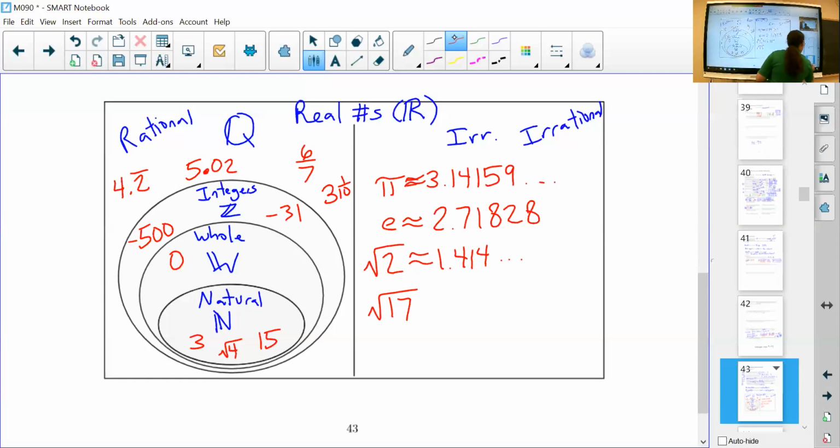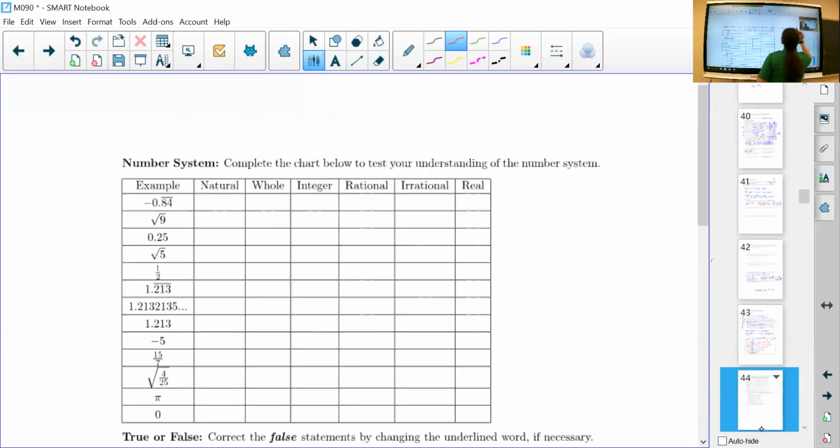Okay, let's take a look at page 44. So we have some numbers and we're trying to complete the chart. We're trying to say this is natural, this is real, this is whatever it is. So let's look at negative 0.84 with a bar over it. Is it natural? Well, no, that's definitely not a counting number. Whole? Nope. Integer? No, it has a decimal part. It's not the opposite of a whole number. It's not a whole number. So it's not an integer. It's none of those.